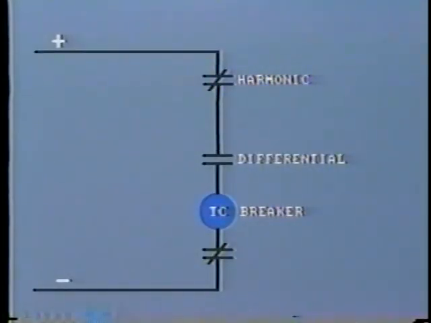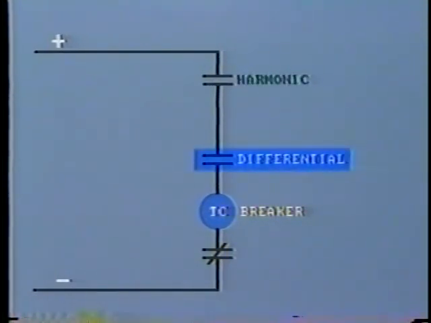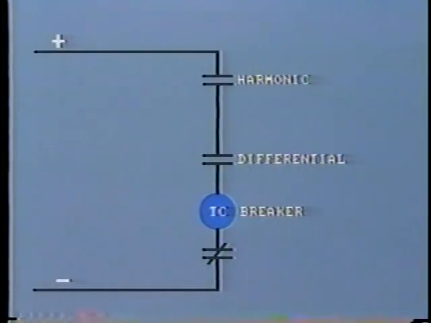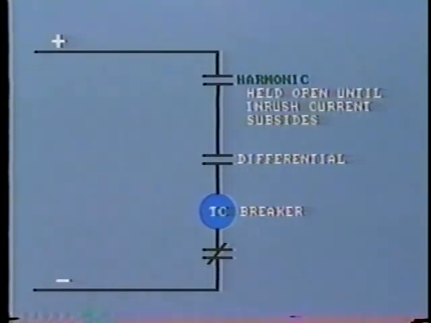There are several ways to prevent inadvertent tripping. In one method, the harmonic restraint unit opens a contact which is connected in series with the differential tripping contact shown in this simplified diagram of the tripping circuit. This normally closed contact is held open until the inrush current has subsided, and so makes the tripping circuit inoperable during this period. But how does it know that the high current is inrush and not an internal fault?